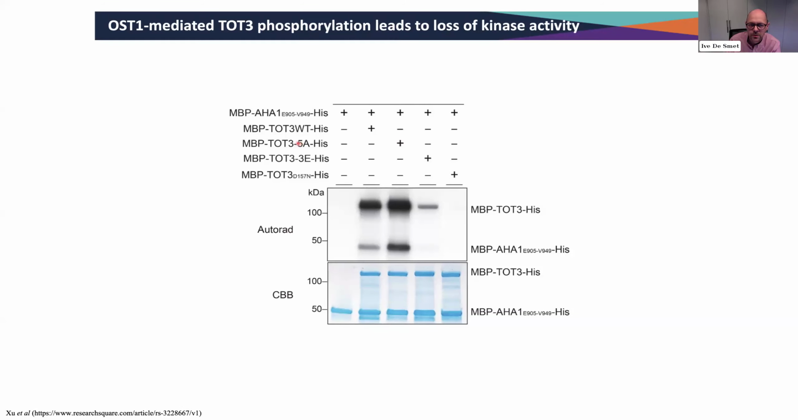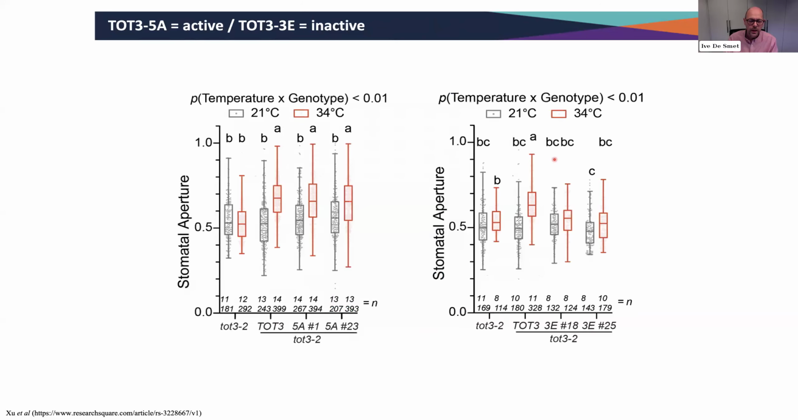Because if we mutate these sites so they can no longer be phosphorylated, we have a more active TOT3 compared to the control, as shown here with respect to autophosphorylation and the proton pump target. If we then mutate these into a phosphomimetic, we see less activity with respect to autophosphorylation and the target protein. And this is also reflected in the complementation potential.